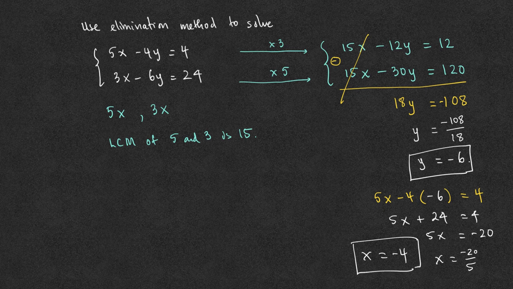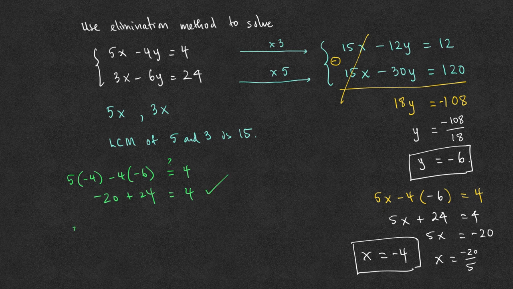We then check the answer. The first equation, 5 times x, x is negative 4, minus 4 times y, y is negative 6, and we want to know whether this is 4 or not. Negative 20 plus 24 is positive 4, so this checks out.